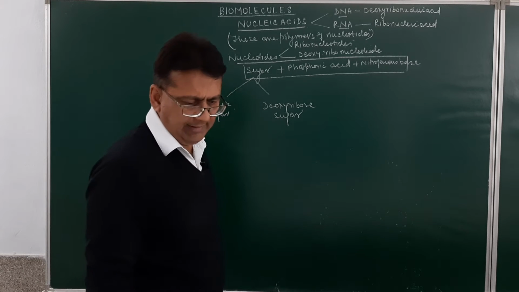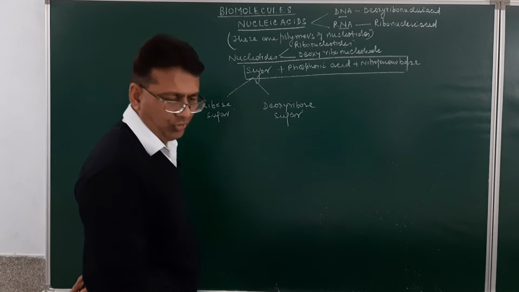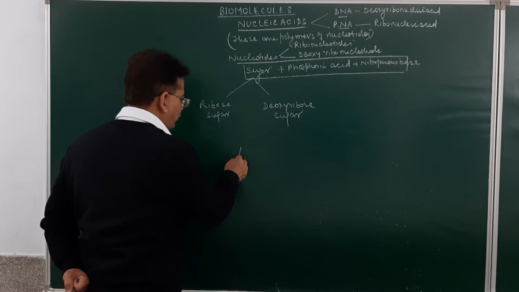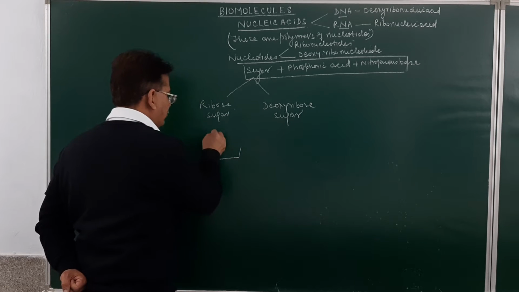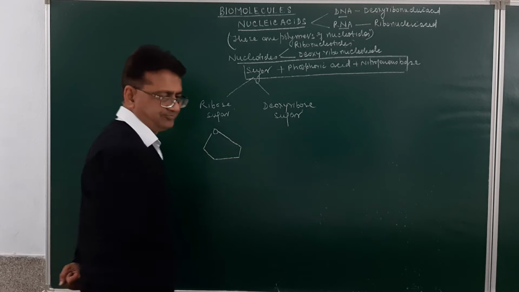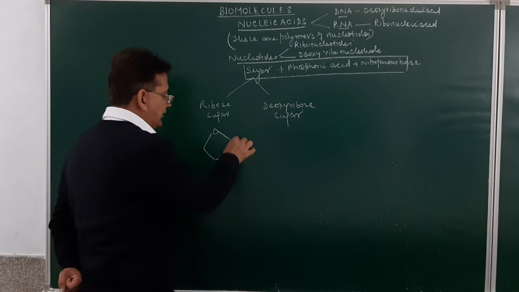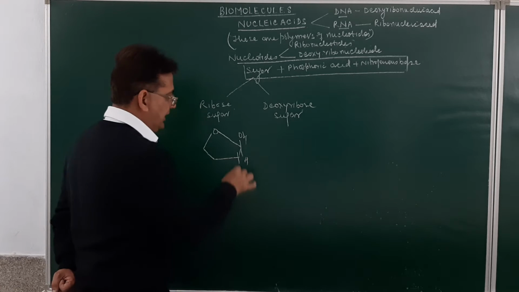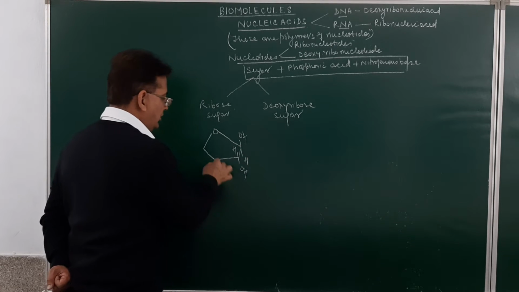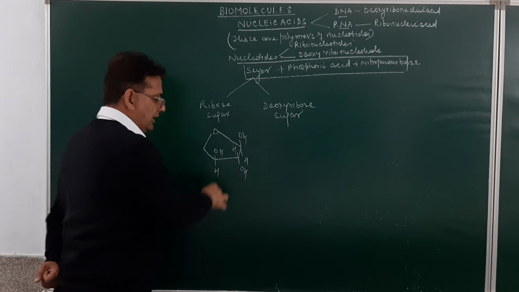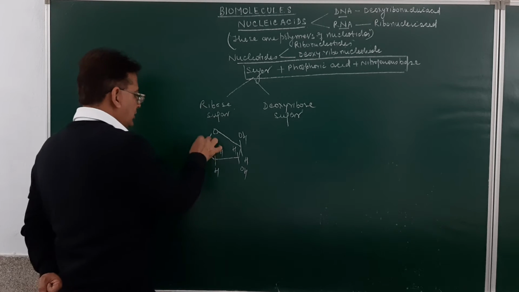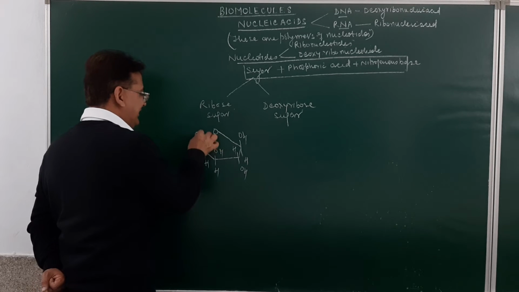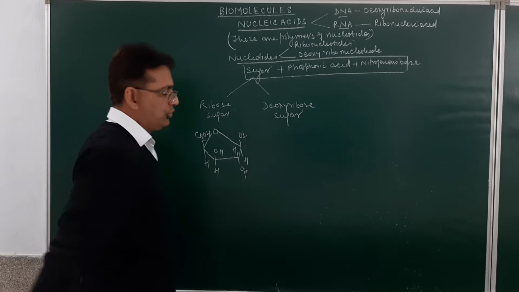Ribose sugar is a normal pentose sugar. If you make the structure of ribose sugar, this will be OH and H, and then again over here H and OH. This will be OH and then again H. This will be H and then CH2OH. So this is ribose sugar.